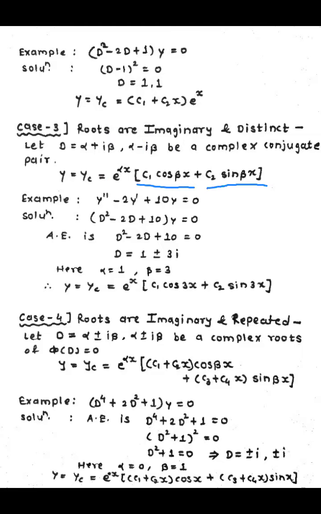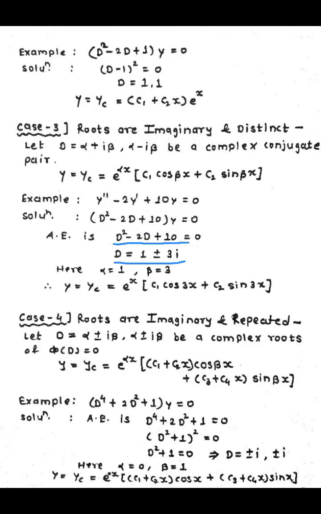Now let us see one example. y double dash minus 2y dash plus 10y is equal to 0. So we can write it symbolically with the help of the D operator. I already told you how to write it. Just replace the second order derivative by D square and the first order derivative by D, and y is taken outside. So we will obtain the auxiliary equation. Auxiliary equation is phi of D is equal to 0. So phi of D here is D square minus 2D plus 10.